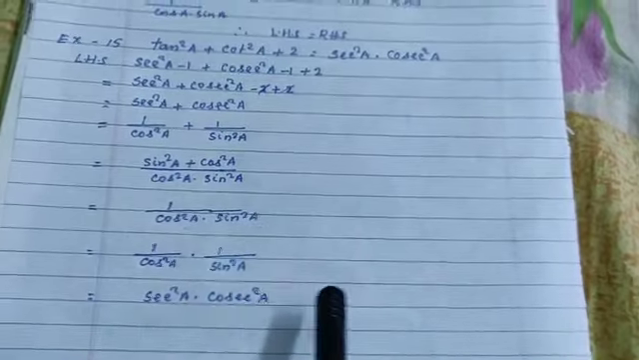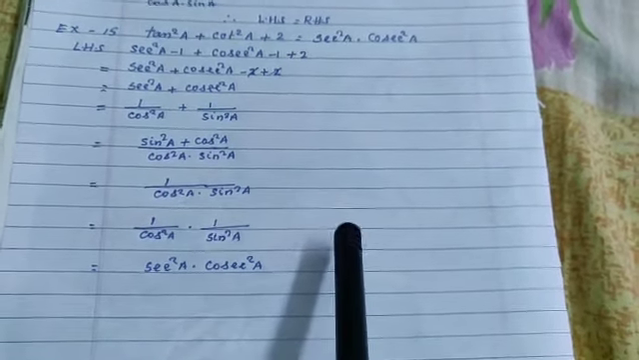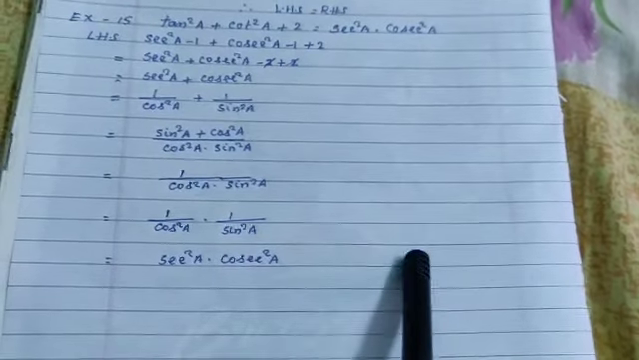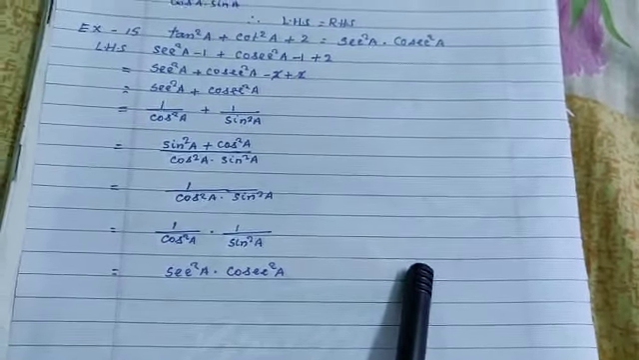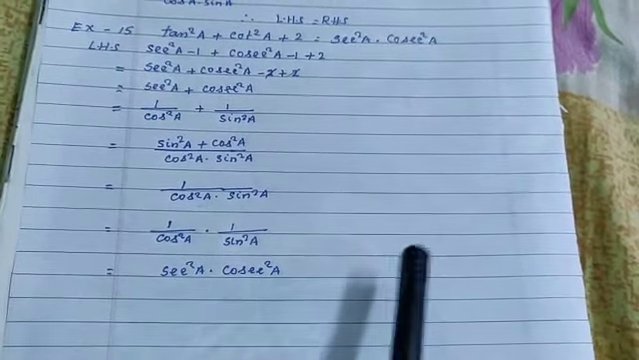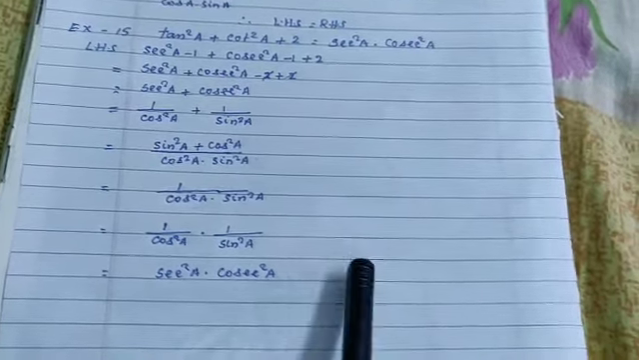Now using all these trigonometrical identities, solve the remaining problems and try to solve them. If you have any problems or doubts, you can ask on the website.